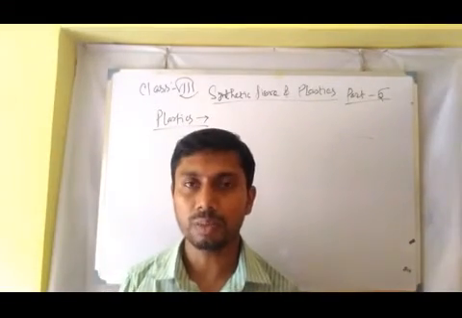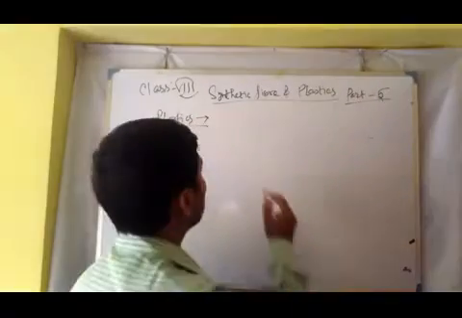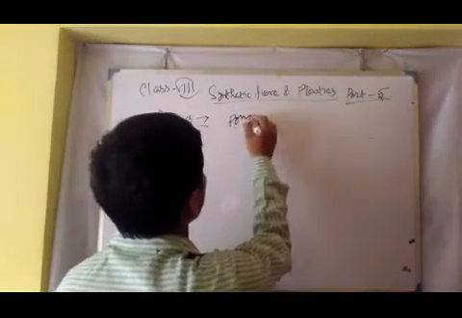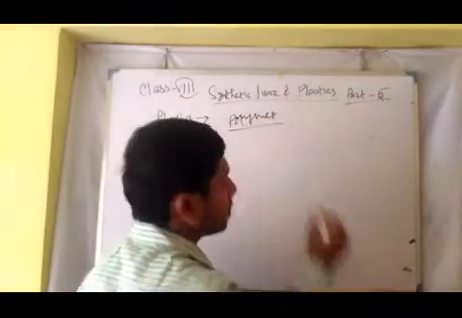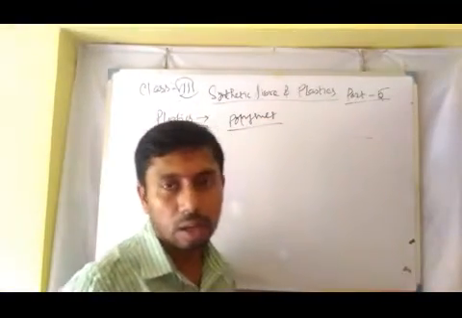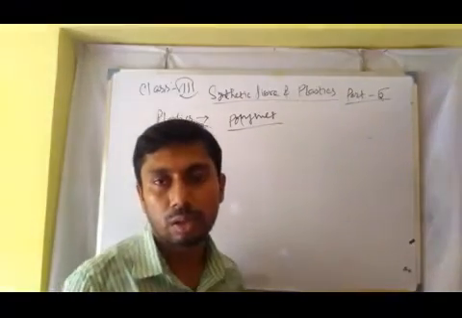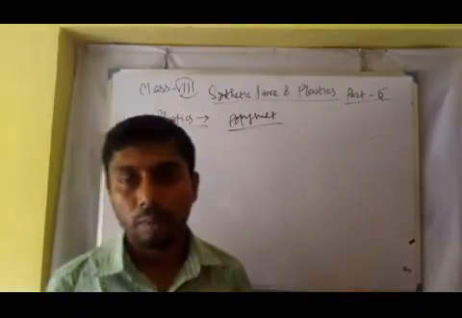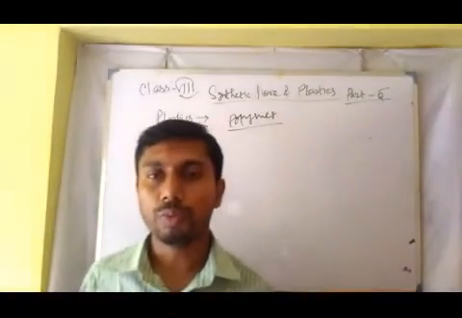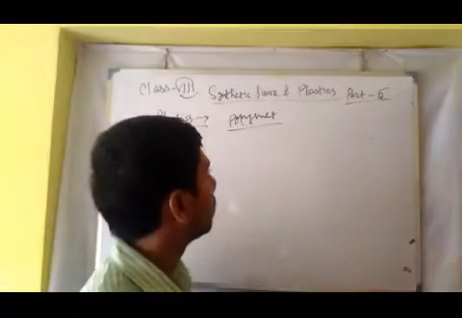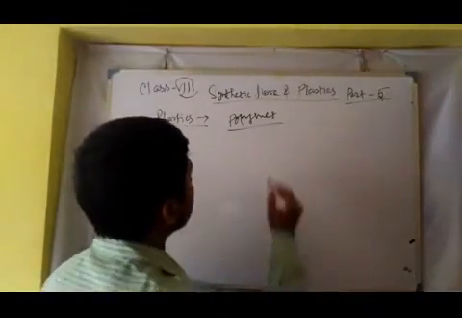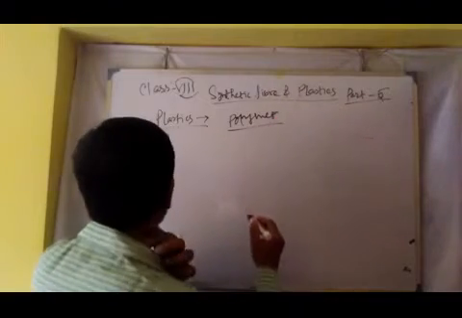So plastic, what is plastic? First of all, it is a polymer. In the first section we have discussed what is polymer. It is one repeating unit, the multiplication of the repeating unit to make a large molecular mass, and by this way polymer is formed, right?